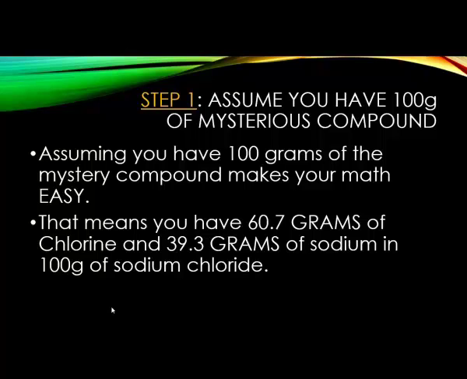The first step is that you have to assume that you have 100 grams of this mysterious compound. Because if you assume that you have 100 grams of the mystery compound, it turns your math into a very, very easy calculation. So if you have exactly 100 grams of sodium chloride, look at your percents. Remember, you wrote down your percents? If you have 100 grams of this mystery compound, that means you have 60.7 grams of chlorine and 39.3 grams of sodium. So step number 1, you basically change your percents to mass.